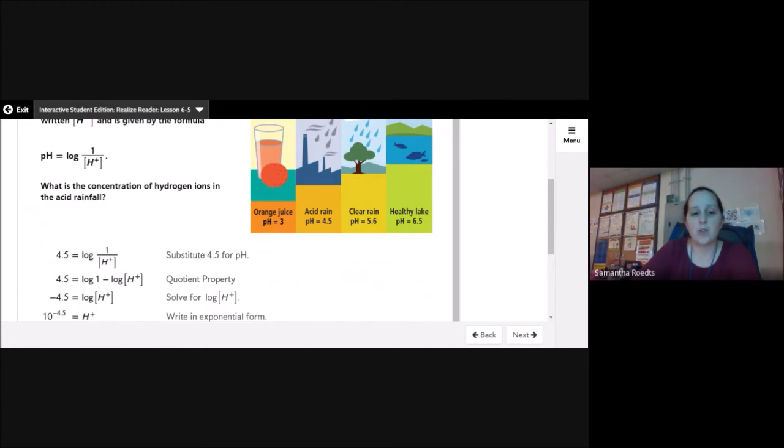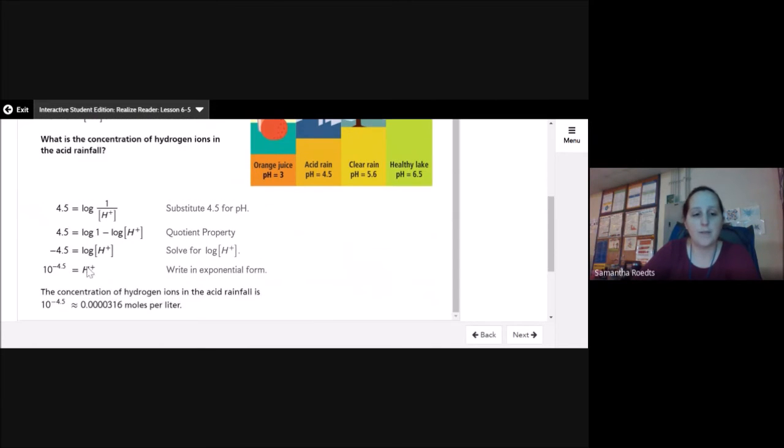So 4.5 equals log 1 minus log H plus. Remember, that's the quotient property. So negative 4.5. So they took, they're solving for log H plus. So they did, they just switched the signs here because log 1 is 0. So negative 4.5 equals log H plus because this was minus. So they switched it to the other side, which means they switched the 4.5 to the other side. Or they just multiply through by negative 1. Either way, it's the same thing.